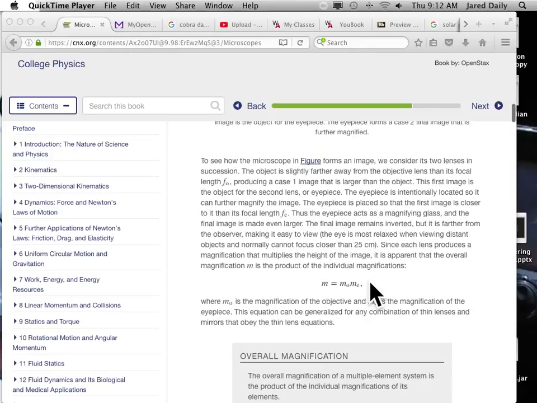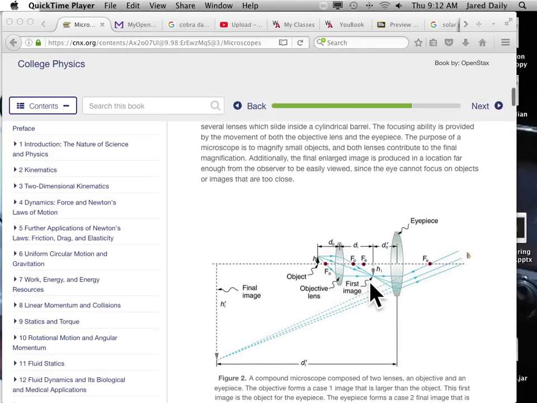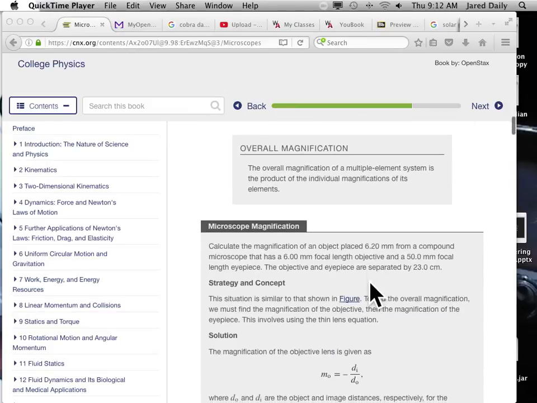And most really good microscopes actually have many, many lenses, not just two lenses in them. This is a very simple microscope. Most of them have much more than that, so that you get a very, very clear image.